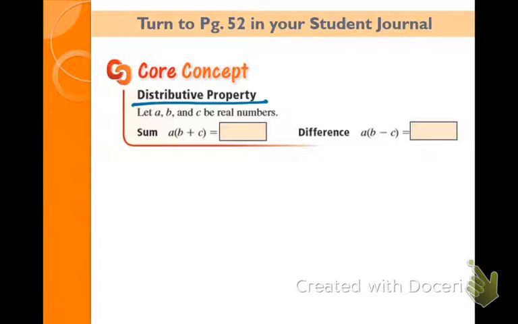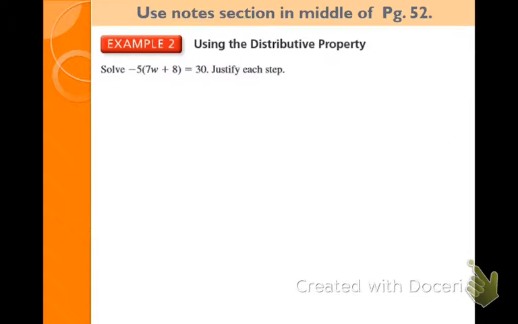When you're distributing, are you adding, subtracting, multiplying, or dividing? You're multiplying. Okay. So when you distribute, you do a times b, then a times c. Same thing here. A times b, and then a times negative c. All right, so you knowing that, we're going to do our problem. This is at the bottom of that page.